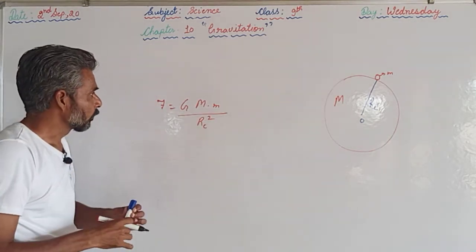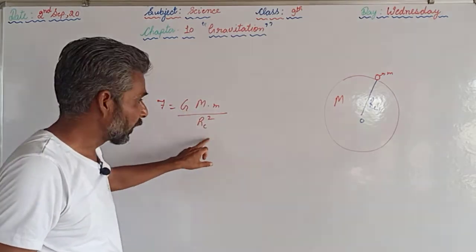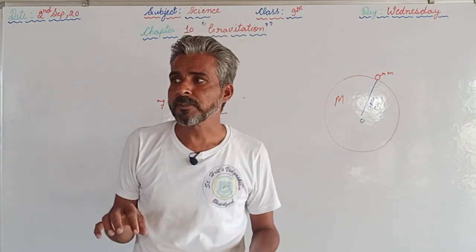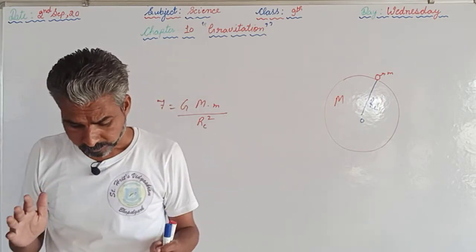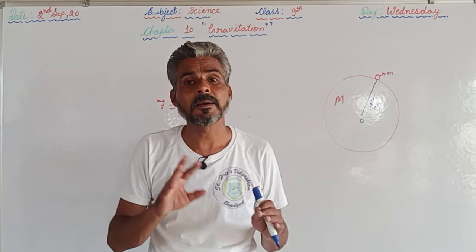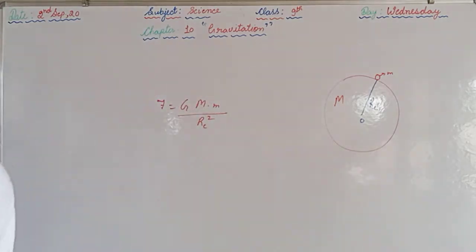Why? Because capital M is the mass of the earth, small m is the mass of the object, and R E, we are not supposed to consider the object's size, because the object is on the surface of the earth, meaning the radius of that object is negligible as compared to the radius of the earth. That's why we will use that formula only.